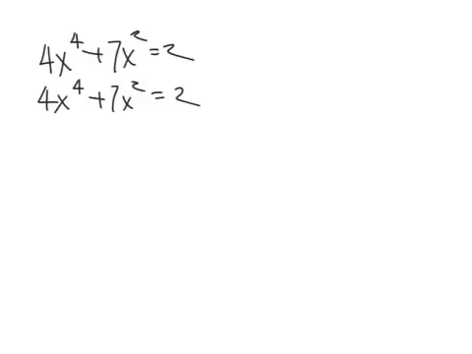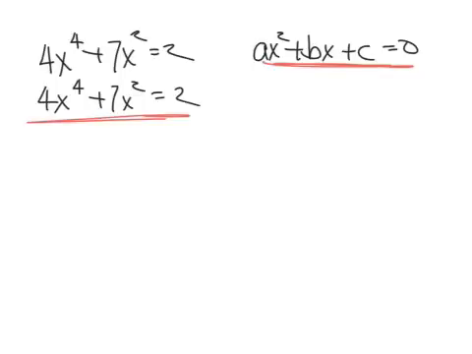Alright, so remember a quadratic formula is a number x squared plus a number times x plus a number equals 0. The a, b, and c are just numbers. So a number x squared plus a number x plus a number equals 0. This is the form that I want to get this equation into. Okay, so let's make this a minus 2 equals 0. Now we've got all of our stuff on one side.